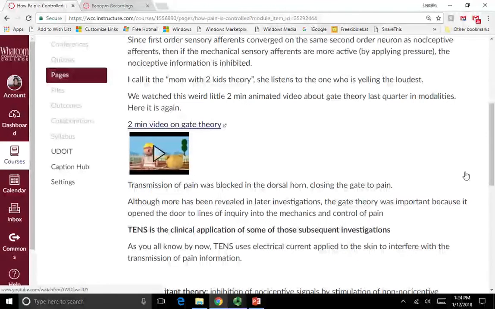So the idea was that the transmission of pain is blocked in the dorsal horn, closing the gate to pain. And then more information's been revealed in later investigations, but the gate theory was important because then people started looking more into the mechanics and control of pain. So TENS is the clinical application of some of those subsequent investigations. And as you all know by now, TENS uses electrical current applied to the skin to interfere with the transmission of pain information at the dorsal horn.